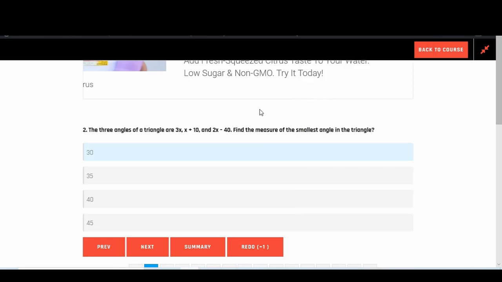Alright, number 2 says the three angles of a triangle are 3x, x plus 10, and 2x minus 40. Find the measure of the smallest angle in the triangle. Okay, so we have some triangle, and we know one angle is 3x, another angle is x plus 10, and another one is 2x minus 40.